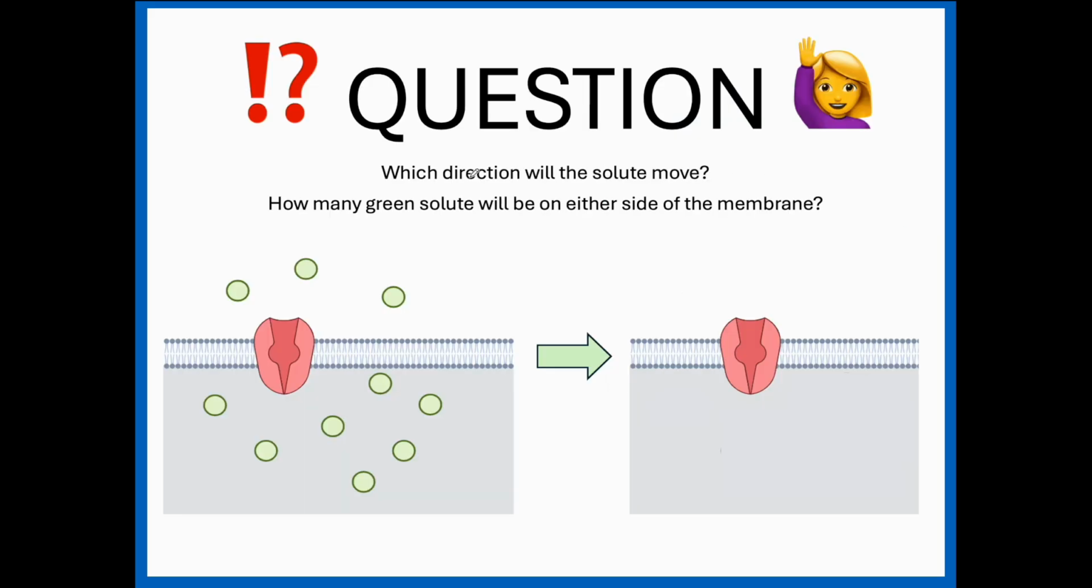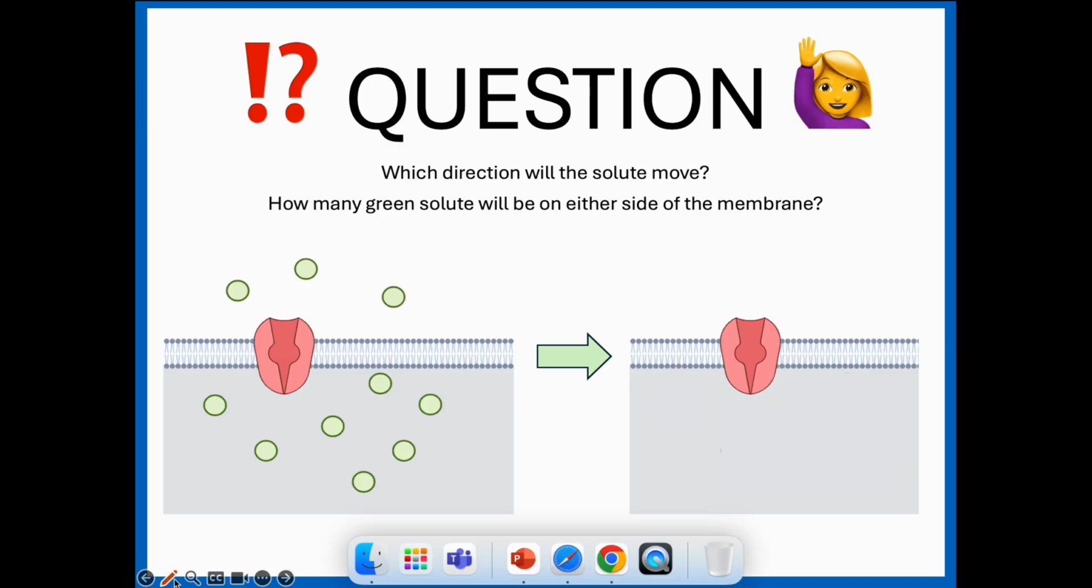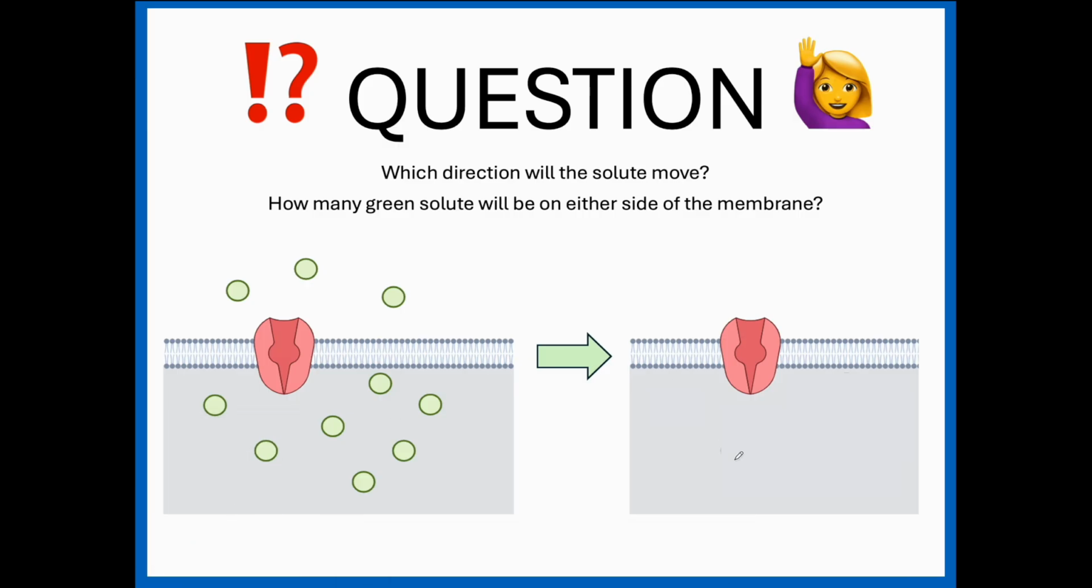So, which direction will the solute move? How many green solutes will be on either side of the membrane? I want you to pause and think about this. Okay, so in this case, let me get my green out. We have a high concentration of solutes here. 1, 2, 3, 4, 5, 6, 7. So I have 7 versus 3 solutes.